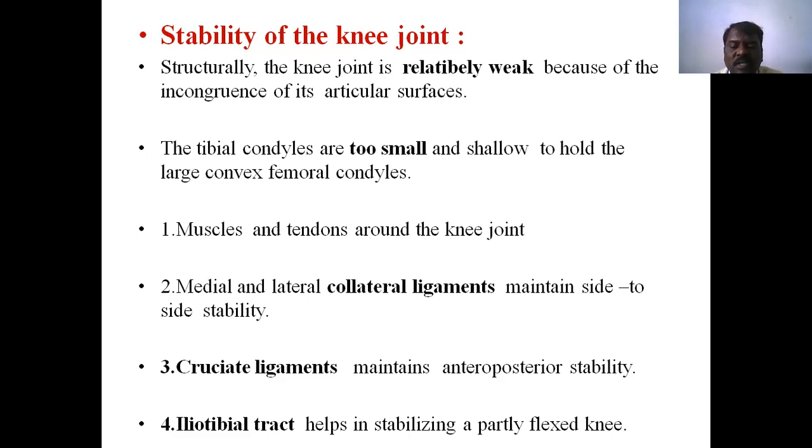And next is the iliotibial tract. You know the iliotibial tract, how it is formed: it is the continuation of the tensor fascia lata muscle, a fibrous sheet extending along the lateral surface of the femur, crossing the knee joint and reaching the lateral surface of the tibia. Sorry, the tibia, not the fibula. So this iliotibial tract helps in stabilizing the partly flexed knee.